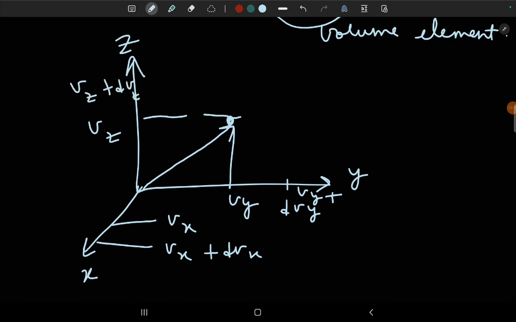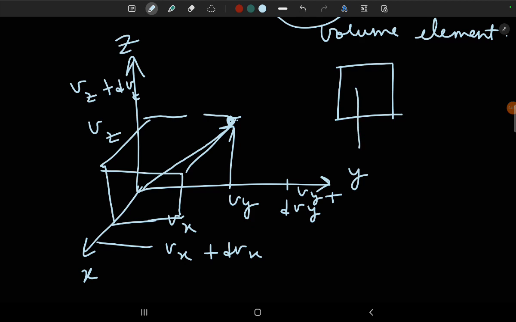It's difficult to draw in 3D, but you will realize that these three coordinates will actually form something like a cube here. In the last case it was a square, but in this case there will be a cube which will be formed, which will be something like this. I will draw it separately. This is not a cube but a cuboid, which will have dimensions dvx times dvy times dvz.